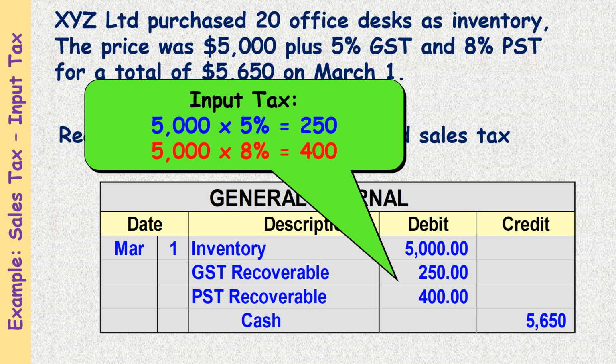So XYZ Limited uses the GST recoverable and PST recoverable accounts to record the taxes it has paid on the purchases. XYZ Limited will obviously credit cash for the total amount, which is the cost of the desks plus the taxes it has paid, $5,650. So this is the accounting for input tax. Let's look at the accounting for output tax.